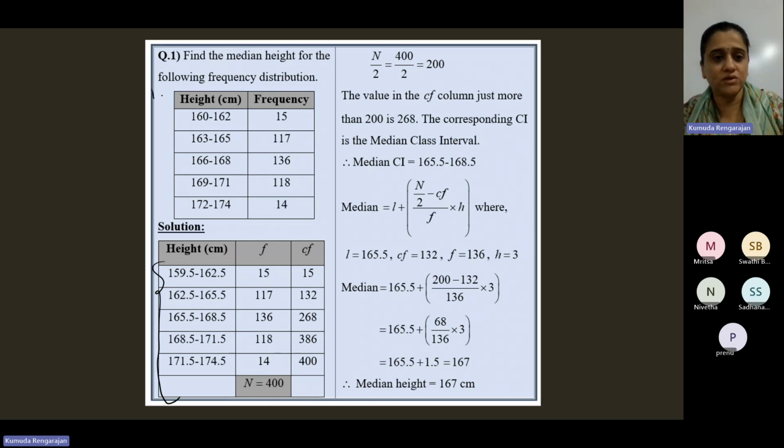This is the question, children. You can see the solution here. The frequencies are given in the question, so write them as they are. All right. Next is the cumulative frequency column.